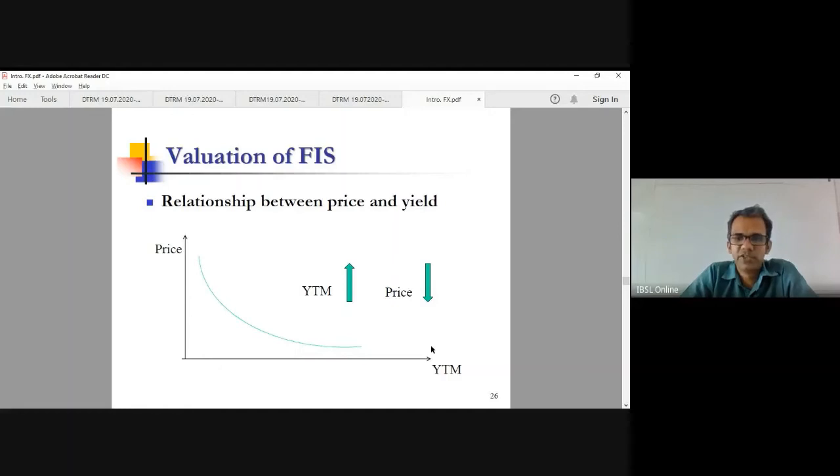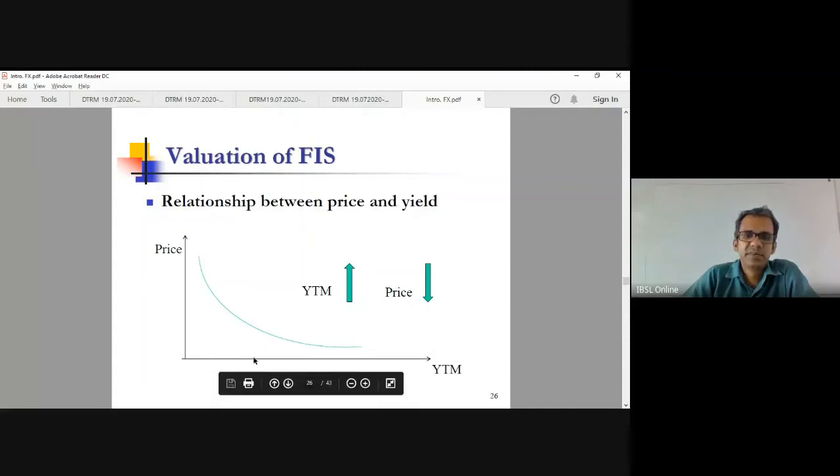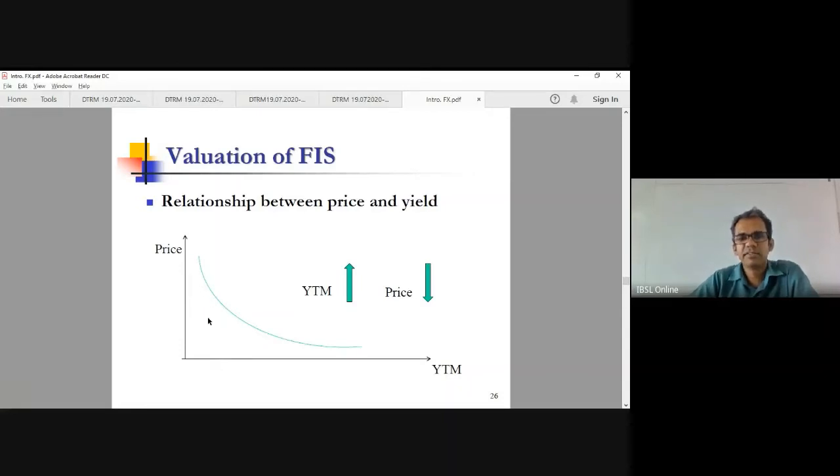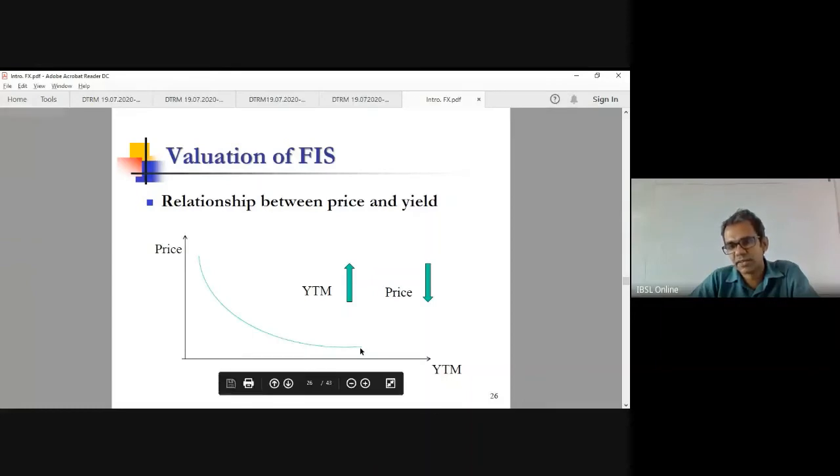The relationship between yield to maturity and price. When yield decreases, price increases, but the level of increase is very high when yield becomes very low. But when yield becomes very high, the rate of decrease in prices will be low. It's almost flat. Even though you increase yield here, price won't go down drastically. So this is a very important relationship.